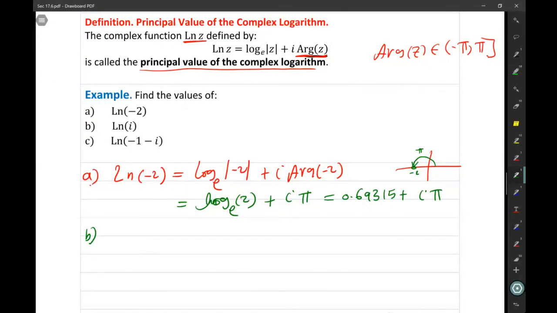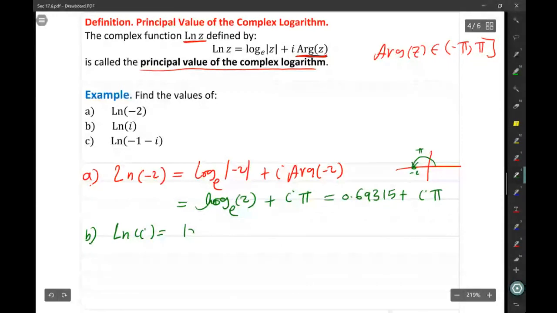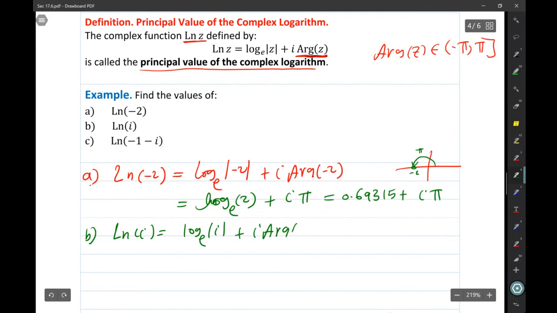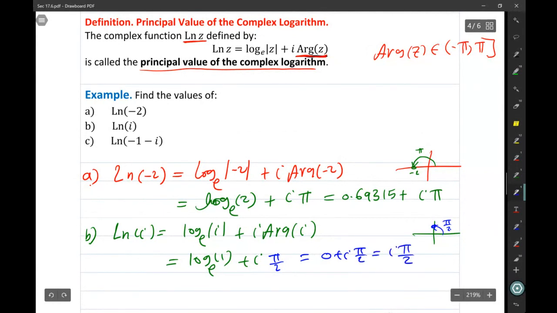Number 2, the principal logarithm for i. The principal logarithm for i is equal to logarithm of absolute i with base e plus i times the principal argument of i. That is equal to logarithm of 1 with base e plus i. What's the principal argument for i? Pi over 2. So that's equal to 0 plus i pi over 2, which is i pi over 2.